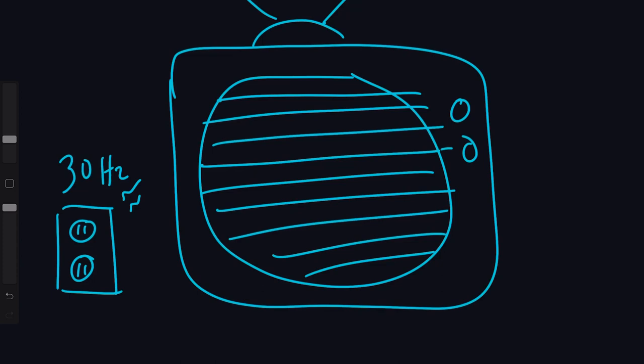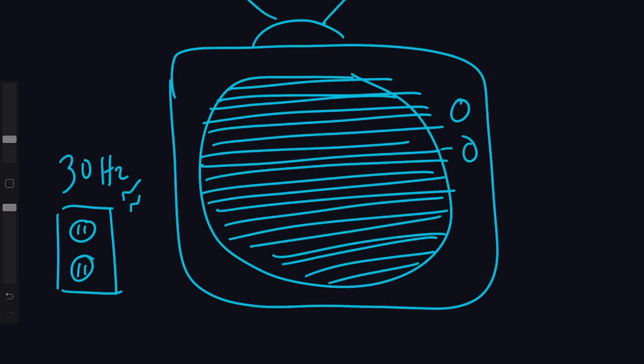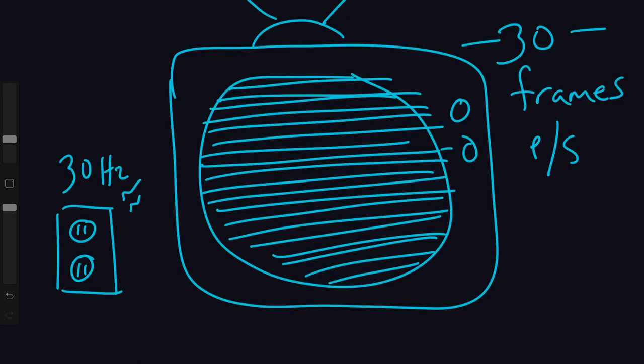And it would do that 30 times a second, but then it would also do this. It would do the in-between lines 30 times a second. So you'd get 60 half frames, but you'd get 30 complete frames per second. So whenever the question asks, they're looking for 30 frames per second.